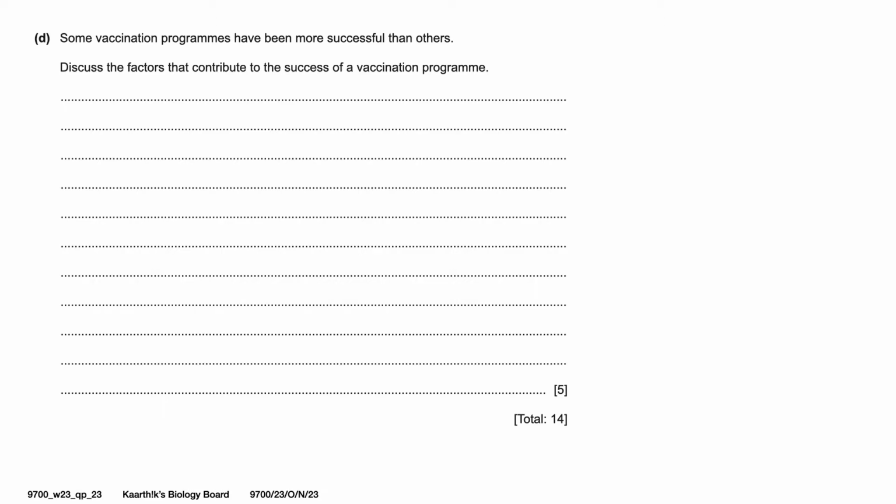D. Some vaccination programs have been more successful than others. Discuss the factors that contribute to the success of a vaccination program. So here we are just going to explain what factors can contribute to the success of a vaccination program. It is a general question where we can talk about the availability of the vaccine. The vaccine should be available for a large group of the population so that herd immunity can be achieved.